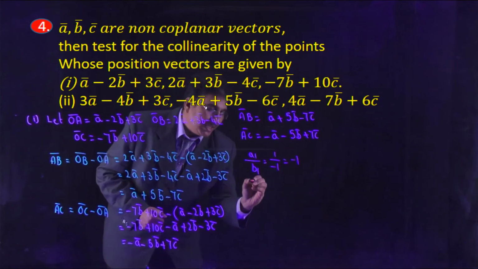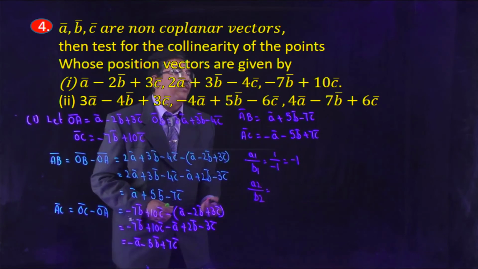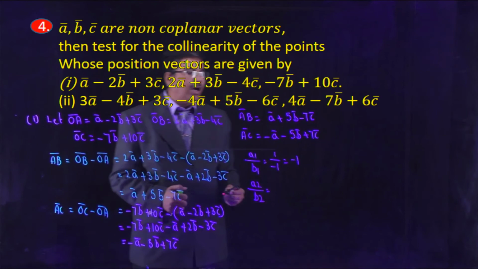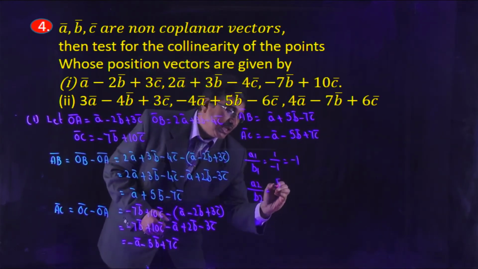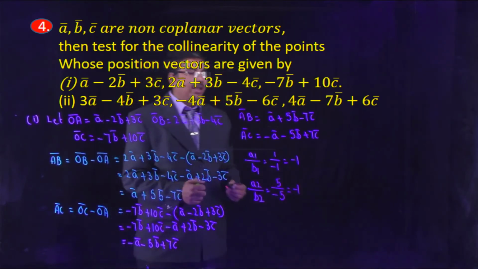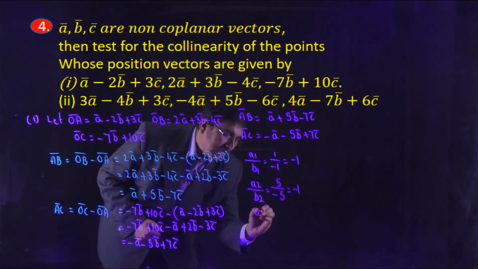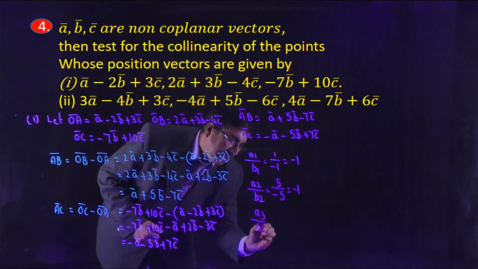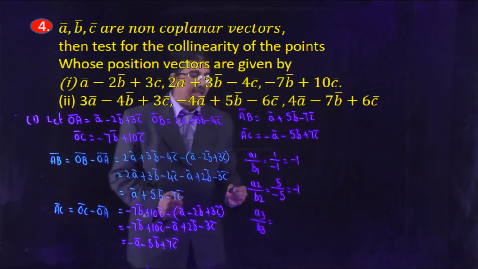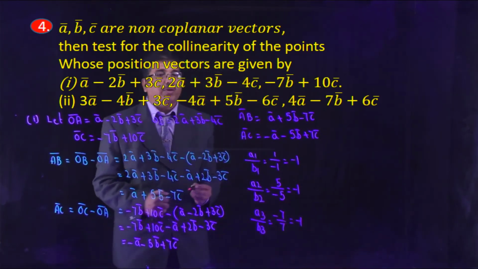Now what is A2 by B2? A2 by B2 is equal to the coefficient of B bar in this vector by the coefficient of B bar in this vector, that is 5 by minus 5, that is equal to minus 1. Now A3 by B3 is equal to minus 7 by 7, that is equal to minus 1.